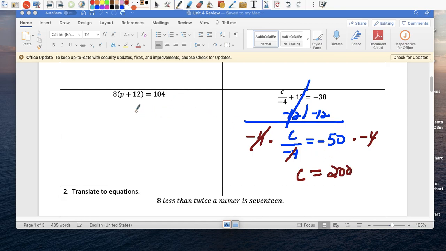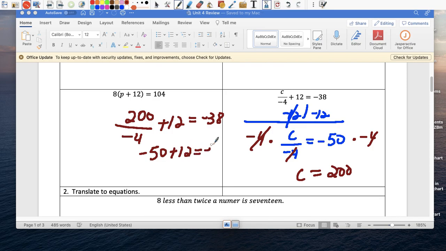Let's see if that's true. Check: 200 over negative 4 plus 12 equals negative 38. Let's see if that's true. 200 divided by negative 4 is negative 50. And if I add 12 to that, does it equal negative 38 on the other side? Yes, it does.